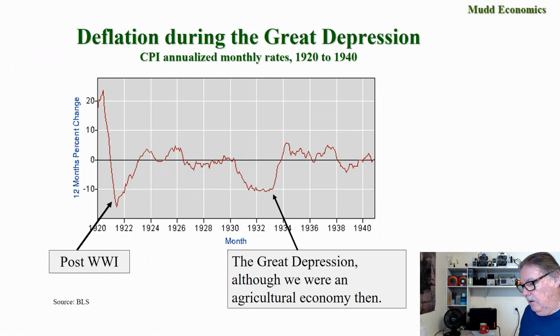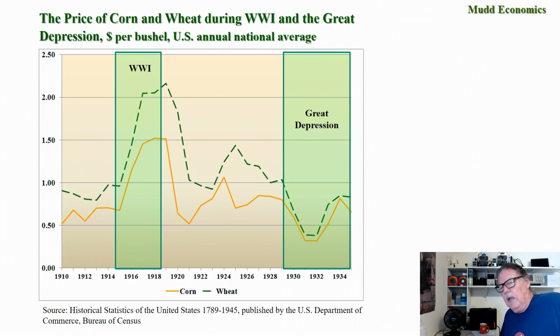Now here, for example, looking at two commodities, we can kind of see the behavior over World War I and the Great Depression, because that previous graph only started in 1920. So this is the price of corn and wheat during World War I and the Great Depression in dollars per bushel. And so the orange line, the bottom line, represents corn, and the green dotted line represents wheat. And so as you can see, from 1910 to 1914, both were below $1 a bushel, wheat just barely, and corn considerably, being 55, 60 cents or so per bushel.